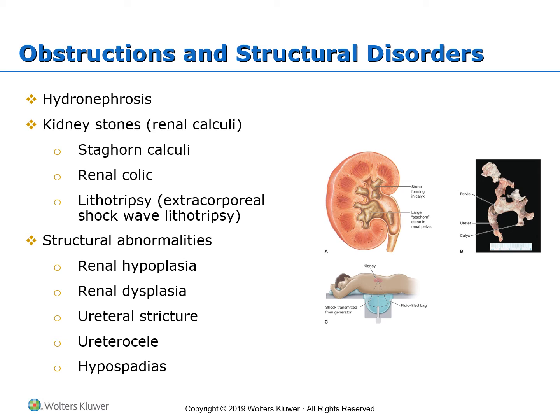Those that will mold the shape of the calyces are called staghorn calculi, and you have an example in picture B.